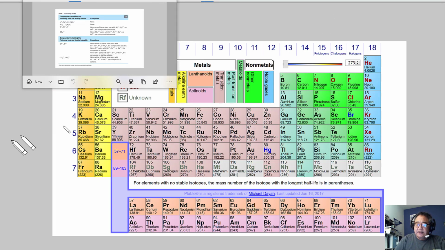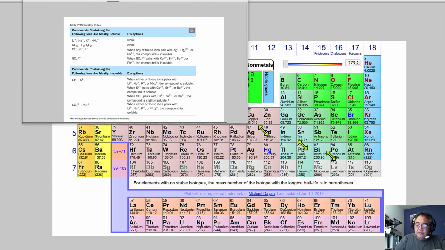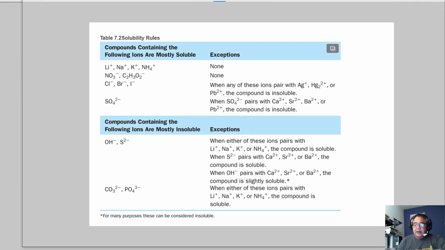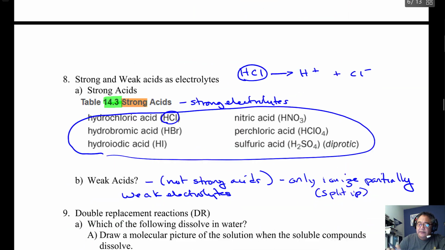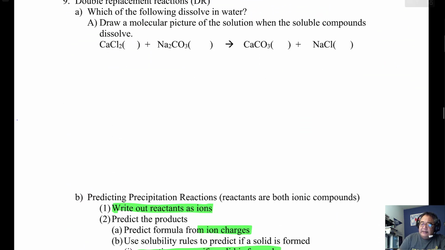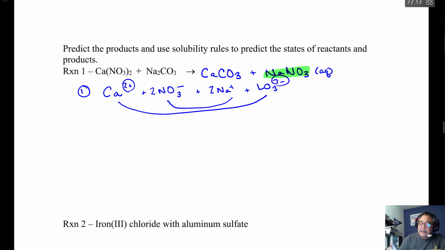Let me blow that up just a little bit. There we go. So now, I have carbonate, right? Generally insoluble, and calcium's not an exception. So what that means is that when I go back to here, that calcium carbonate will be a solid.